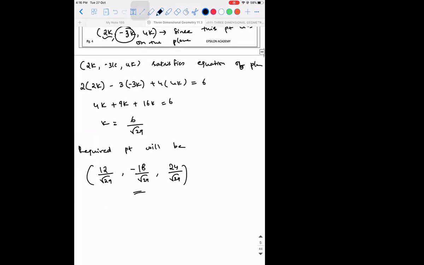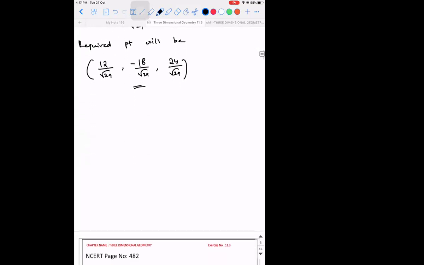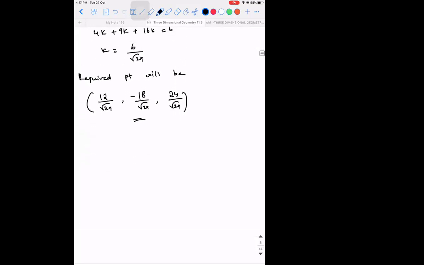Okay. So I'll give you a block diagram, a flow which you're supposed to follow. Steps to be followed to find the foot of perpendicular or image of a point with respect to a plane.